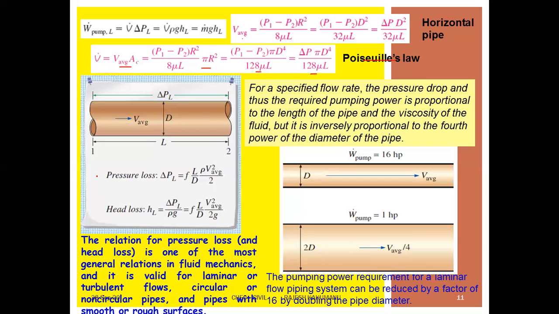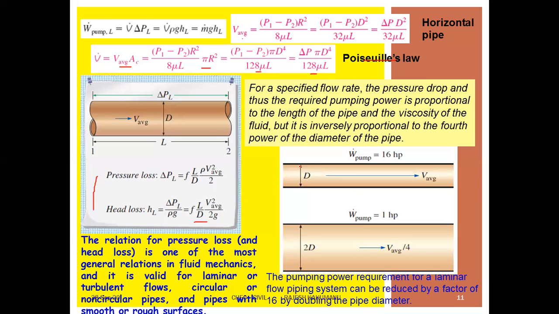See here, you can also see these formulas. The head loss delta PL is equal to f of L by D times rho V square average by 2. Head loss HL is equal to delta PL by rho G. So just substitute, and you will get the head loss, right?